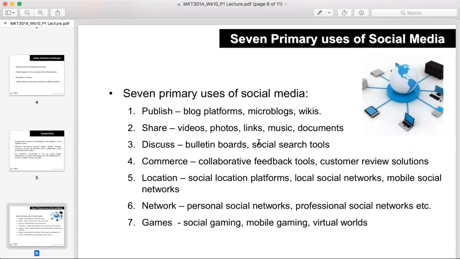and there are several reasons, several purposes of using social media. We use it to publish, to share, to discuss, or to perform commerce, and we also use it to build social location platforms, for instance, networking and also gaming. Okay, so there are several purposes of using social media. And again, one of the things that I would like to highlight in terms of digital direct marketing is actually its power in terms of understanding the customers better, because the customers are willing to share their information with us when they are connected with us. Okay.